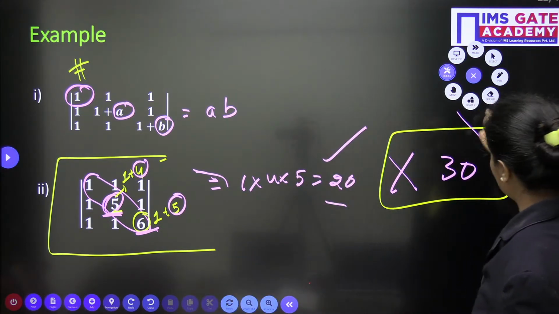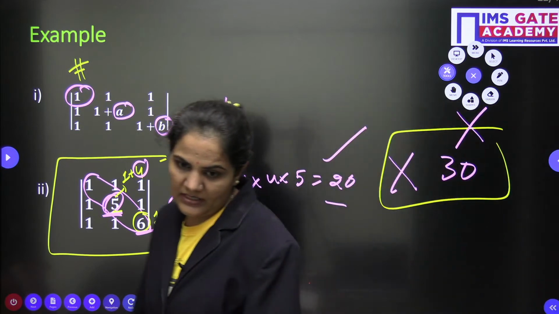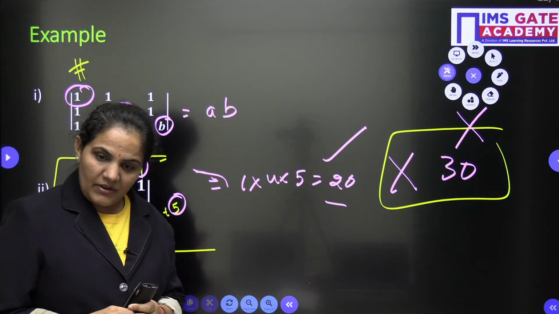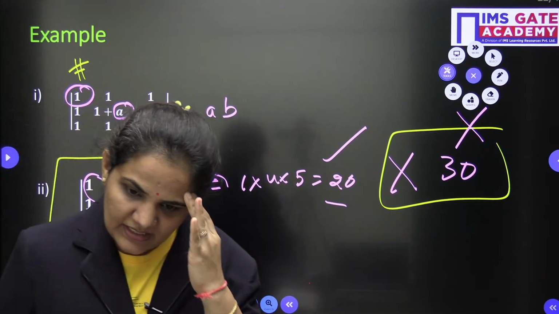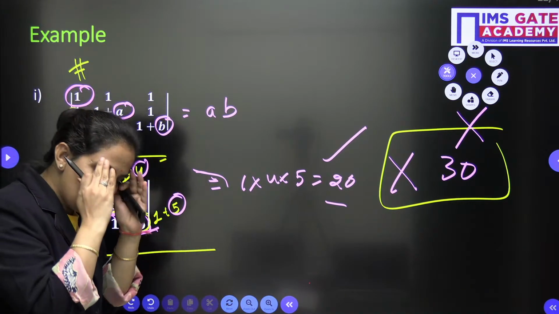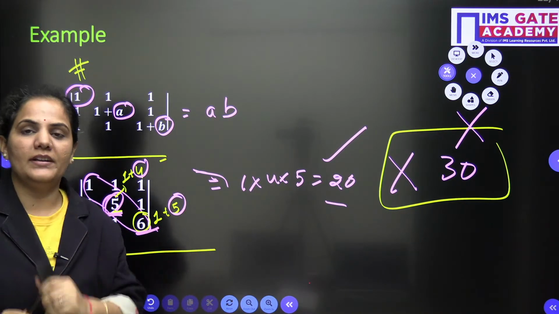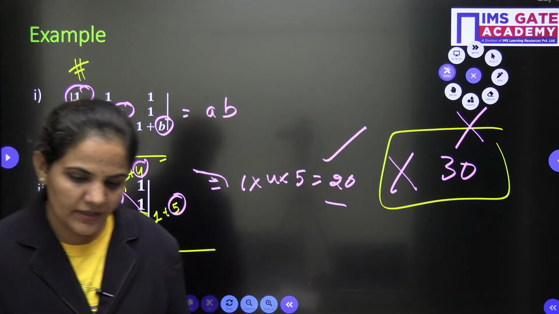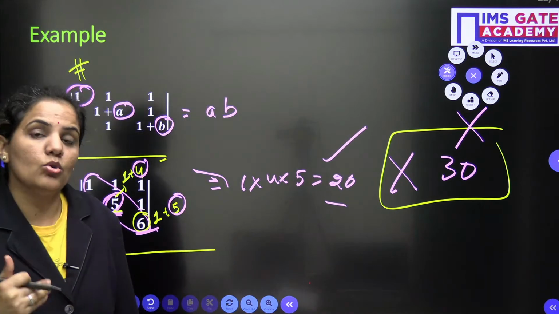This is right, this is wrong. Clear everyone now? Is it clear everyone now? So those students who wrote the result as 30, I hope now you have corrected yourself, why this is not 30, why this is 20. Okay, so in this manner you need to approach, in this manner you need to go with this one.